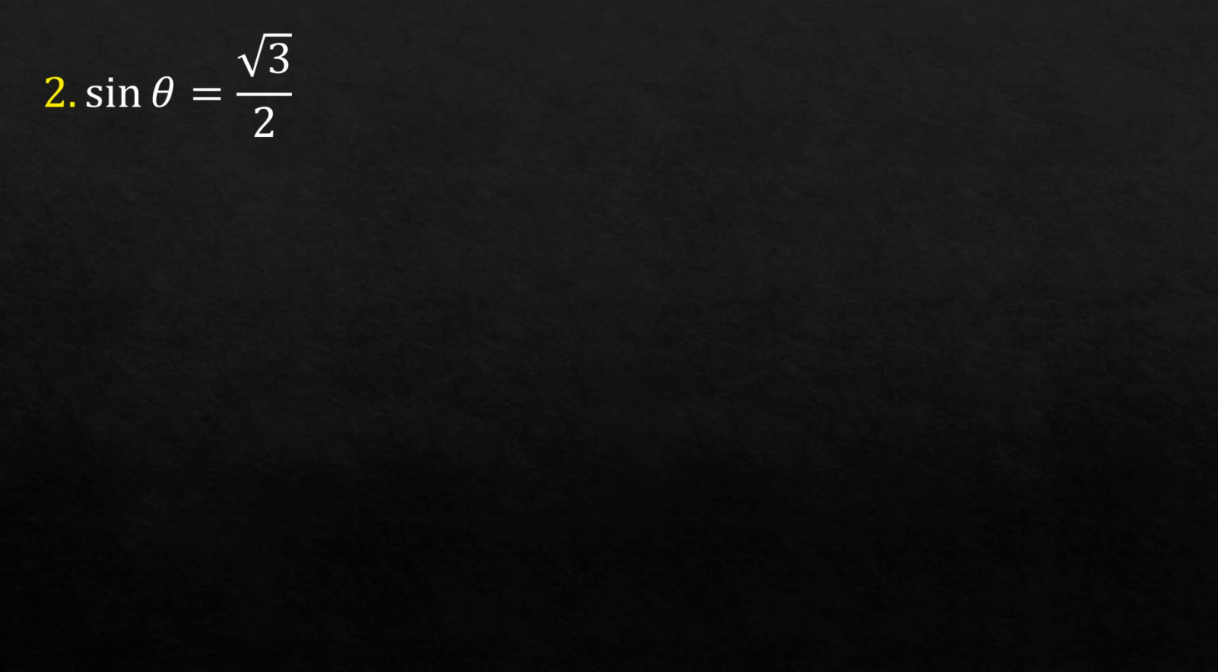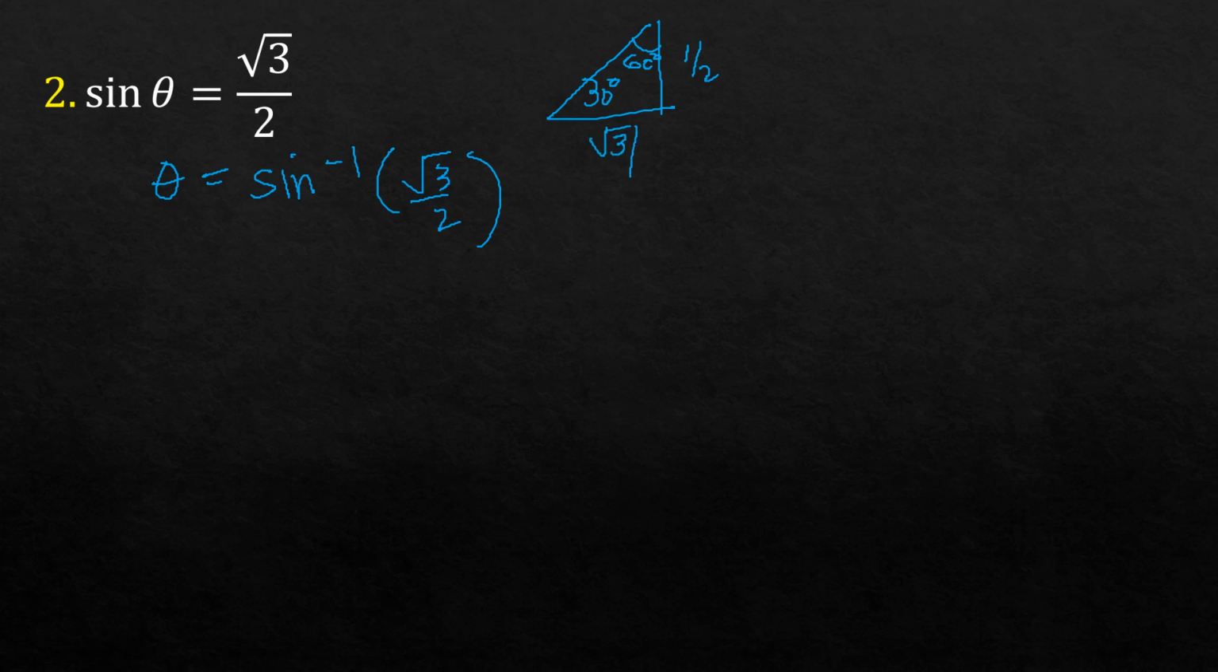So the next problem is sine theta is equal to square root of 3 over 2. We're solving for theta, and that is theta is equal to arc sine of square root of 3 over 2. We are being guided also with a triangle here: 30 degrees, opposite is 1/2, and this is 60 degrees, square root of 3 over 2. Since we're referring to sine, and that is opposite, we are now talking about 60 degrees, because opposite of 60 degrees is square root of 3 over 2.